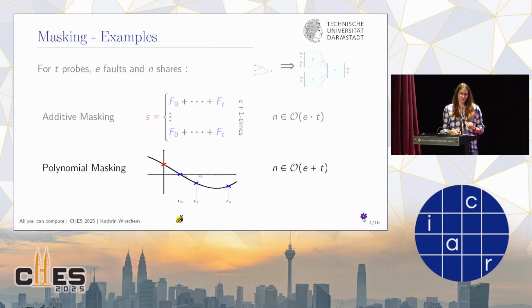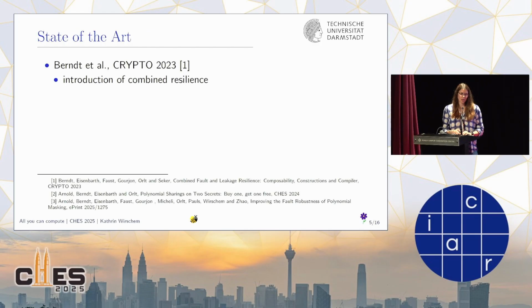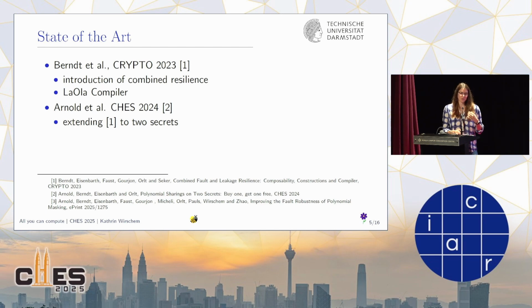Before I go into more details about that, let's look at the state of the art. In Crypto 2023, Berndt et al. introduced the notion of combined resilience for polynomial secret sharing. They also proposed a compiler which considers a multiplication with a very tight number of shares. In last year's CHES, this notion was then extended, and also the compiler was extended to obtain security against two secrets.